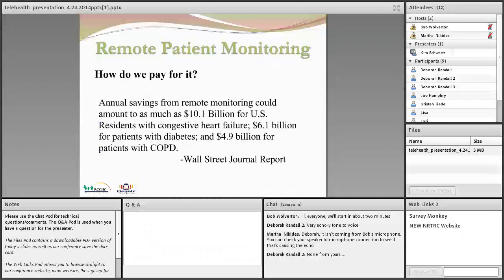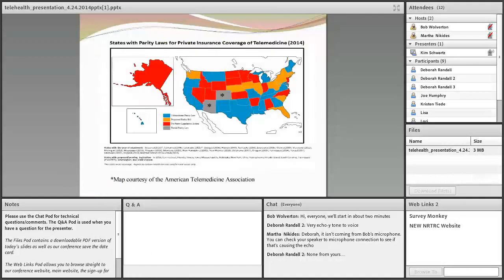So how do you pay for it? We already saw this quote earlier, but there are multiple states. There's a great map right there that shows the states that currently have remote monitoring reimbursement, and that's just as of 3 weeks ago, so it's pretty current.